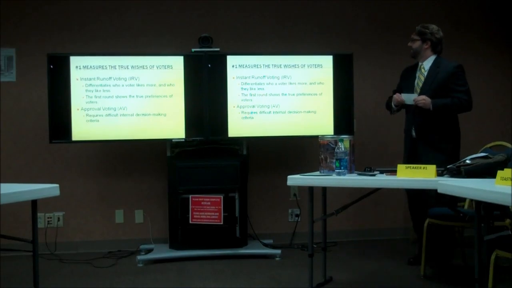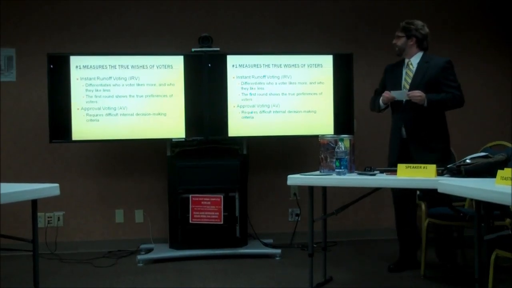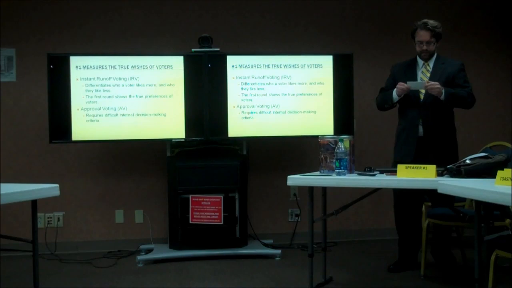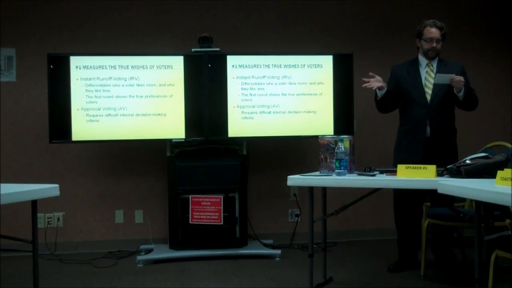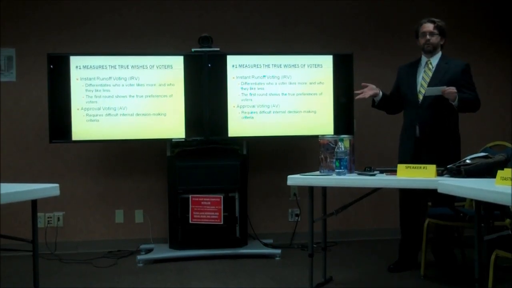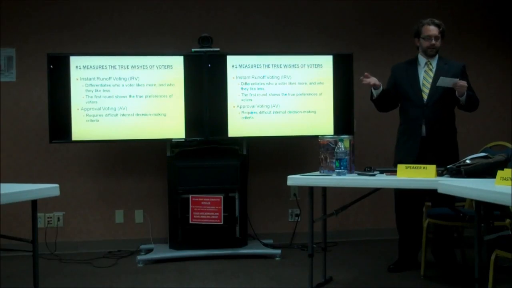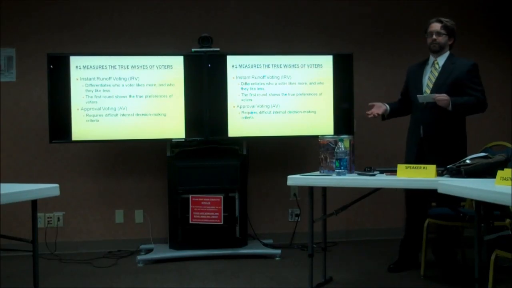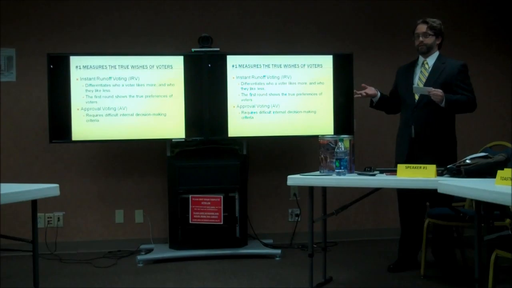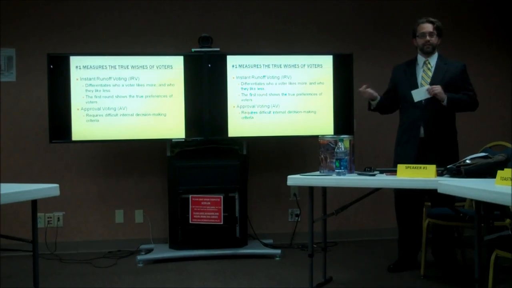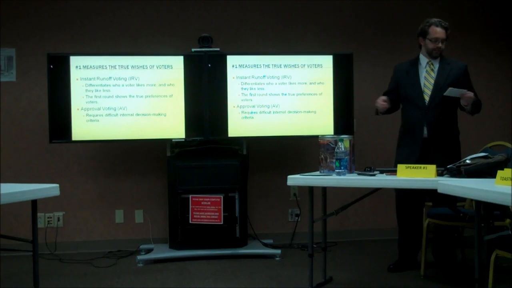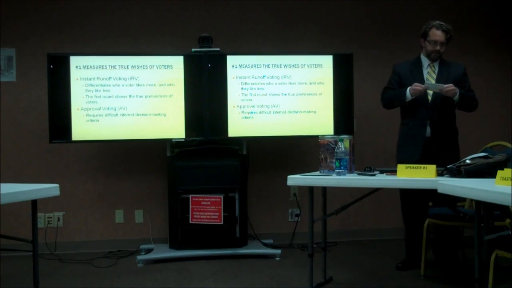So let's start with the first one. Instant runoff voting measures the true wishes of voters. In the first part, instant runoff voting differentiates who voters like more because you get to rank them. On the other hand, approval voting, all the votes are equal. So you may get to vote for 2 or 3 candidates, but you can't say I like this one better than this one. You're just stuck with the yes-no vote. It's binary, 0s and 1s, or 1s and 0s.